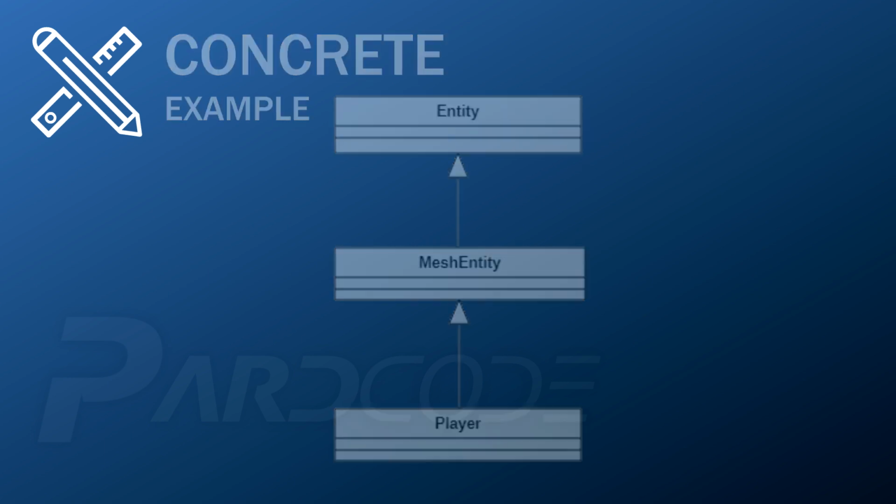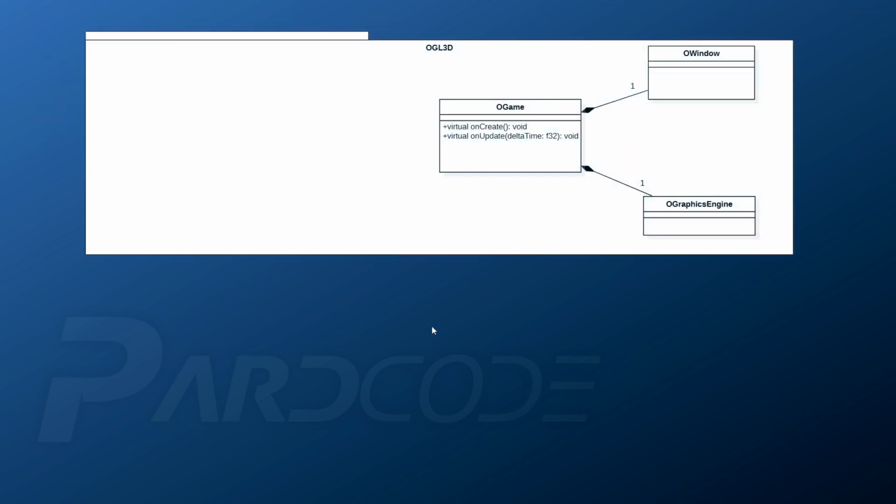Very well, let's start to design our entity system. As first thing, let's create the main class OEntitySystem. This class should be allocated by the OGame class, and since the OEntitySystem instance should be deleted together with the OGame instance, let's use the composition link, the one with the black rhombus.